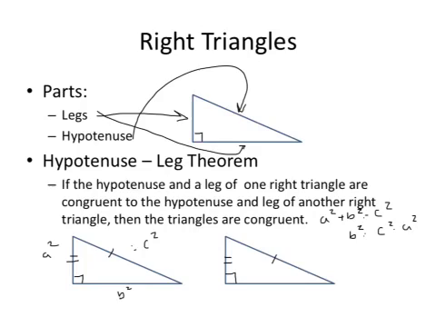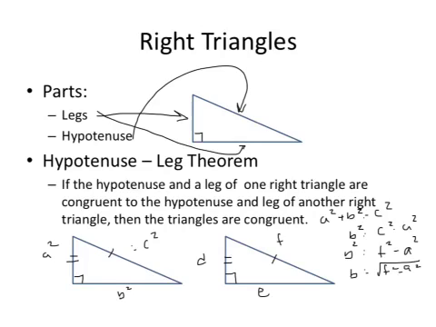Now, we'll call this D, E, and F, okay? If we know that F is equal to C, then F squared is equal to C squared. If we know that D is equal to A, then we know that A squared is equal to D squared. So that means B squared is equal to F squared minus A squared, and B is equal to the square root of F squared minus A squared.